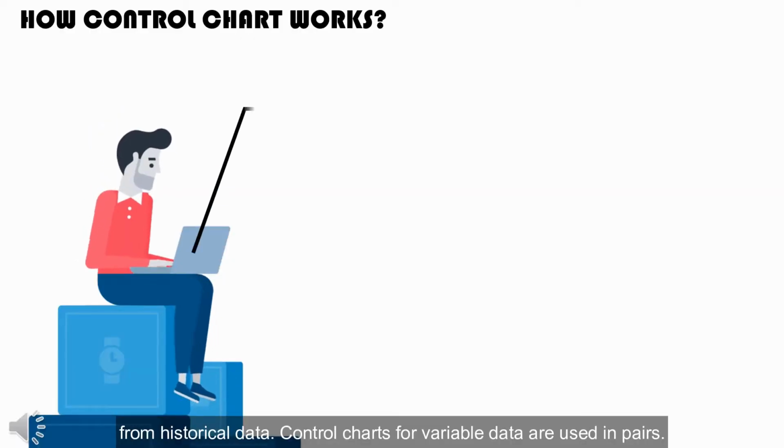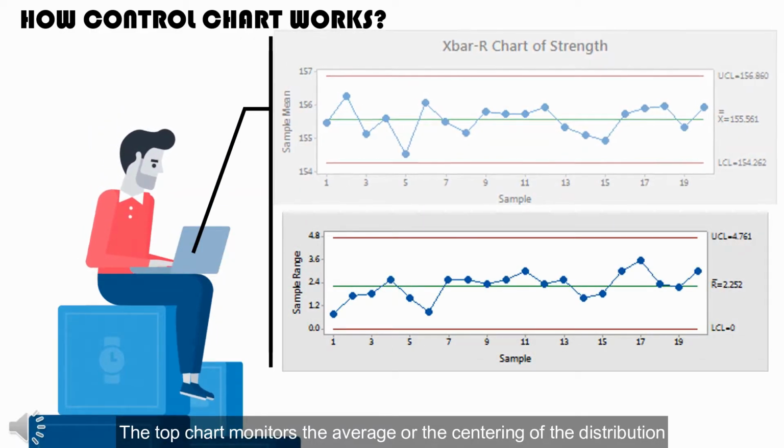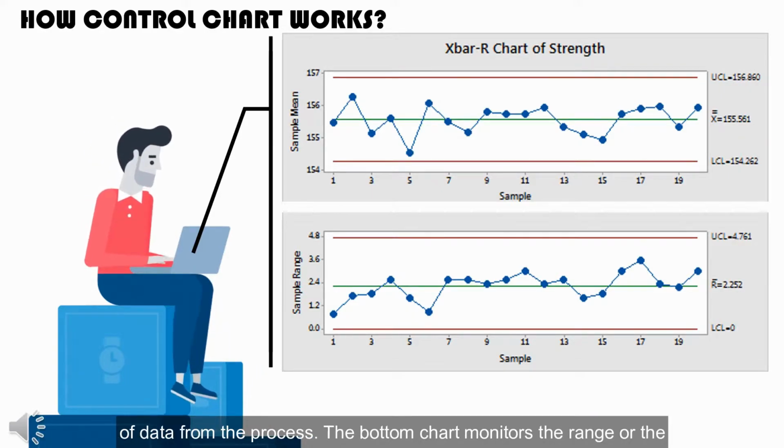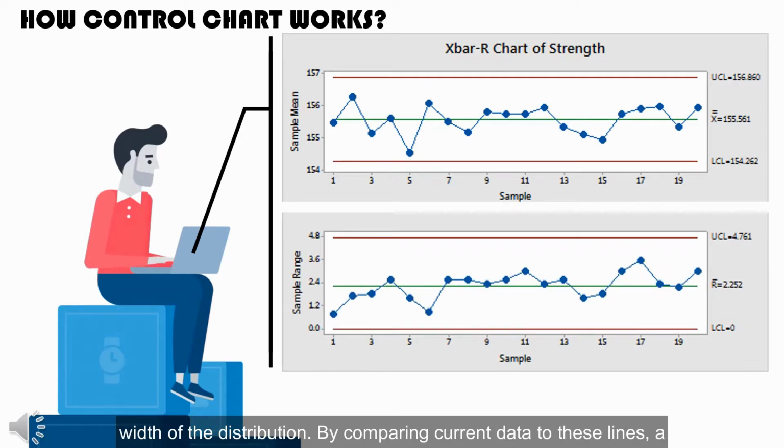Control charts for variable data are used in pairs. The top chart monitors the average or the centering of the distribution of data from the process. The bottom chart monitors the range or the width of the distribution.